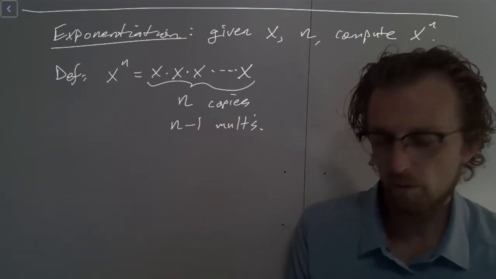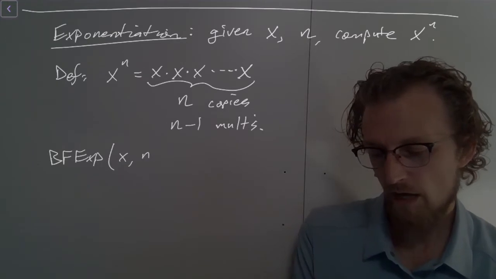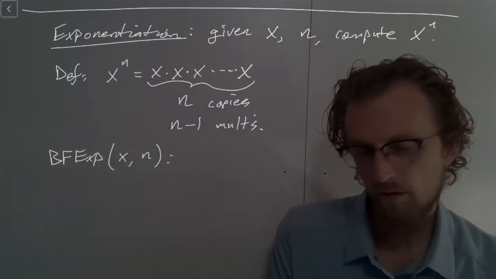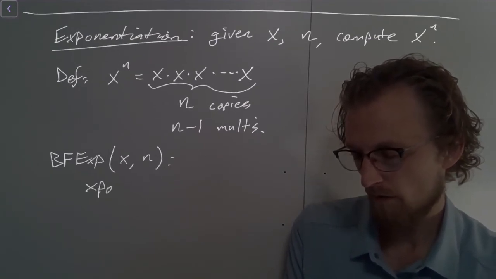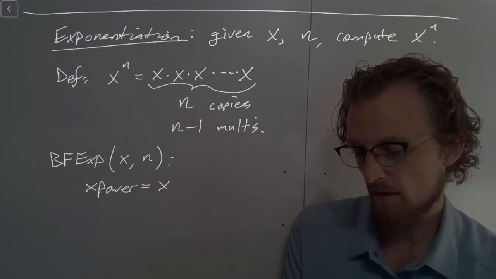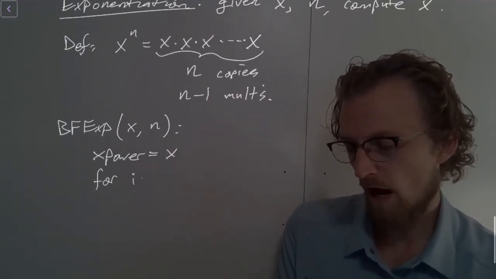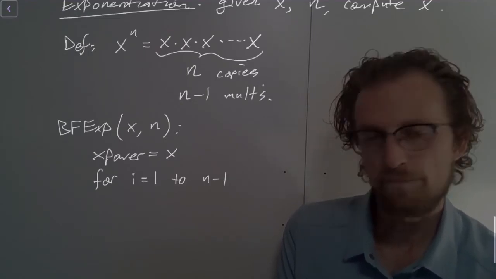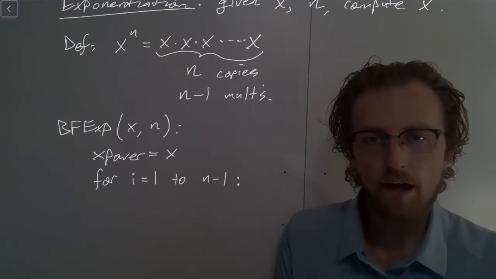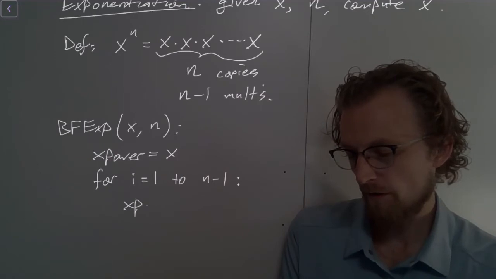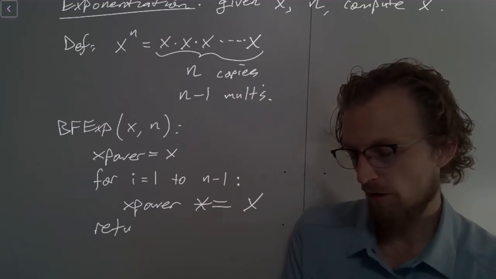Okay, so we can think about what it would mean to write pseudocode for this. So let's write this as bf exp. We're given x, we're given n, and we want to compute x raised to the nth power. The very crudest, most simple way of doing this would be to say, here's our x power. Our x power is just going to be initialized at x, and then we'll set up a for loop that does the correct number of multiplications. All right, so for i equals, let's say, 1 to n minus 1, right? So we know we need to do exactly n minus 1 multiplications. We multiply another copy of x onto x power, so x power times equals x, and then at the end we return x power.